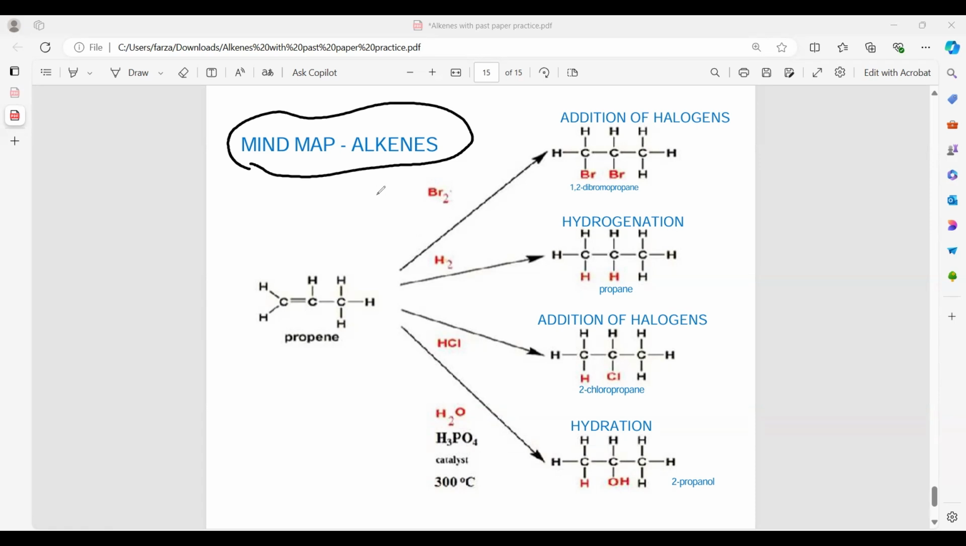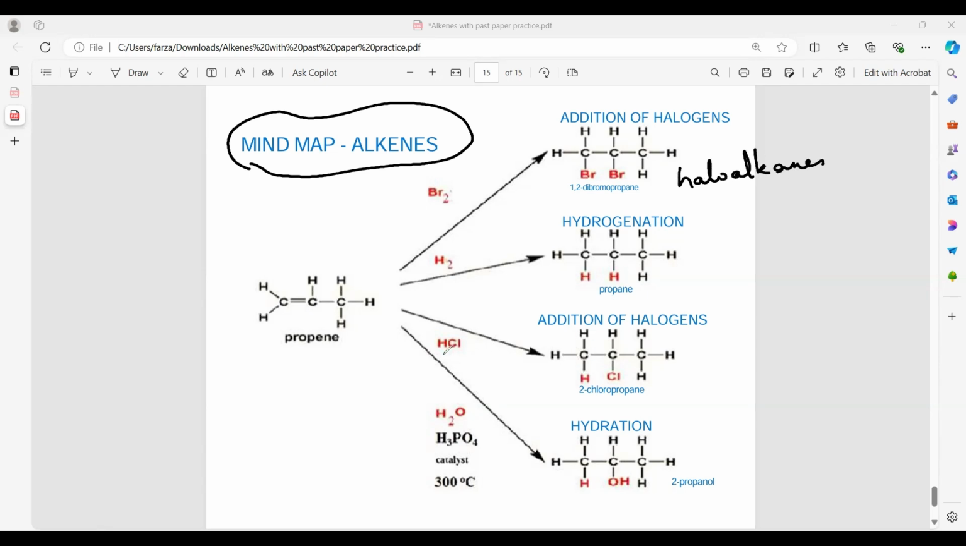So, when alkenes react with halogens, they form haloalkanes. Remember, the bromine bonds break, the carbon double bonds break open, and the carbon atoms join with the bromine to form dibromopropane. So haloalkanes are formed.